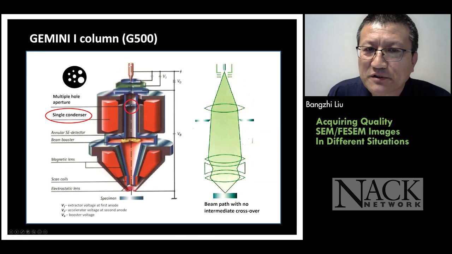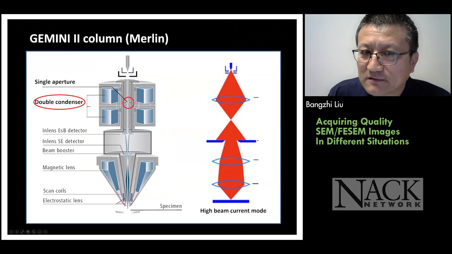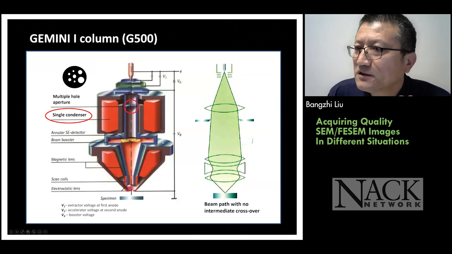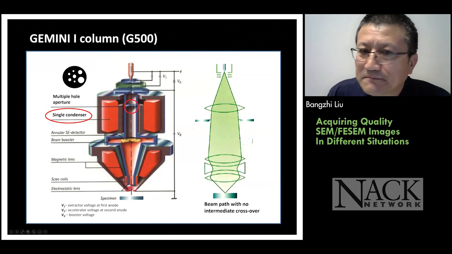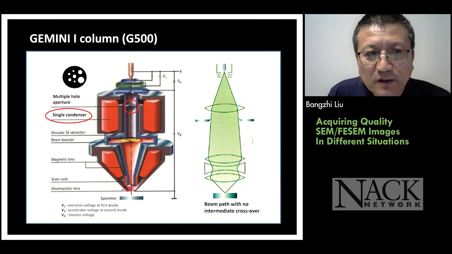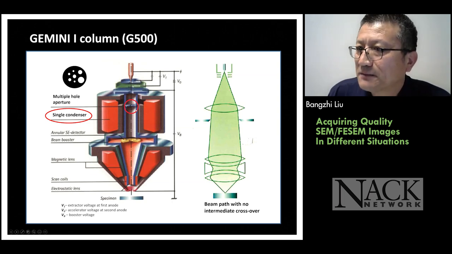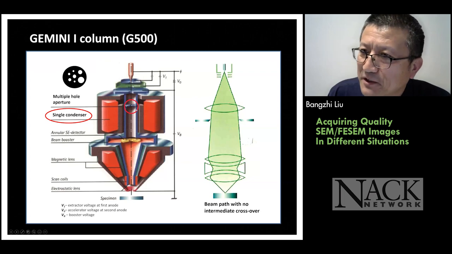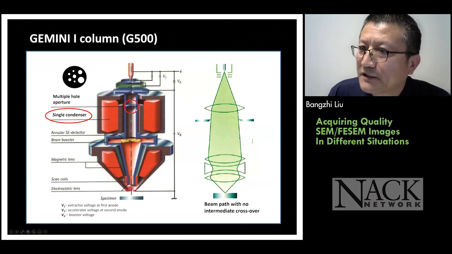But inside the G500 you only have one condenser, so you cannot do the same thing. It's optimized for low kV. But that doesn't mean you cannot change the beam current inside the G500. The aperture is right here, and the G500 has a multiple-hole aperture, so you can change the aperture size to change the beam current. But when you use a larger aperture, the beam size will be bigger. So you have high beam current, but you cannot have high resolution at the same time.